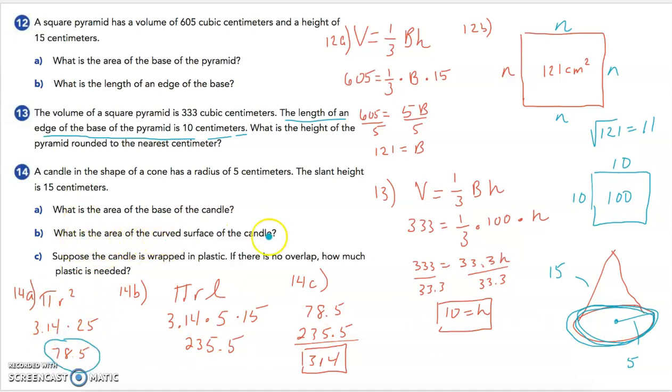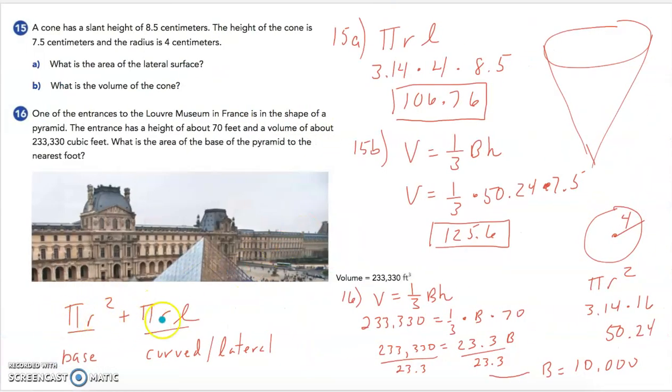For B, it says, what's the area of the curved surface of the candle? So remember, this is the formula here for the surface area of a cone. It's pi r squared plus pi rl. But it's broken up into two sections. Pi r squared covers the base, the circle, and pi rl covers the lateral surface, the curved surface, which is this part of a cone. It's this part over here. If you think of an ice cream cone, it's the part that you hold. All right, that's the lateral or curved surface.